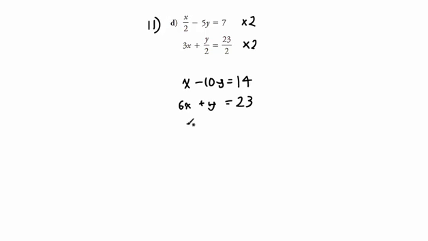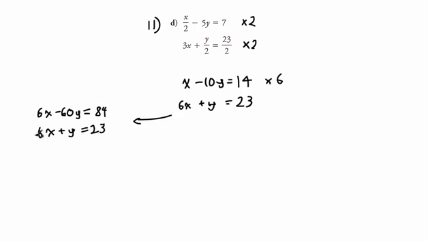Okay, so we can eliminate. We have a 1 and a 6 as the coefficient. When we multiply the first equation by 6, we have the same coefficient, so 6x minus 60y, which equals 14 times 6, which then equals 84. And then the second equation, just leave it alone.